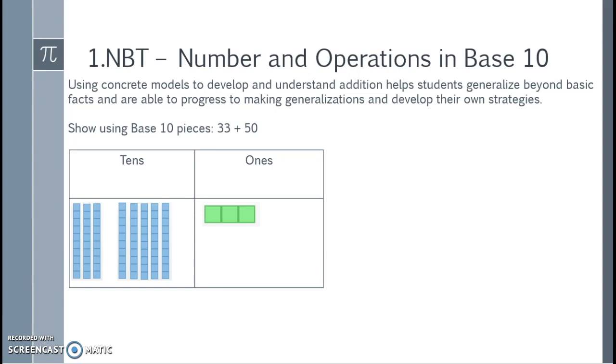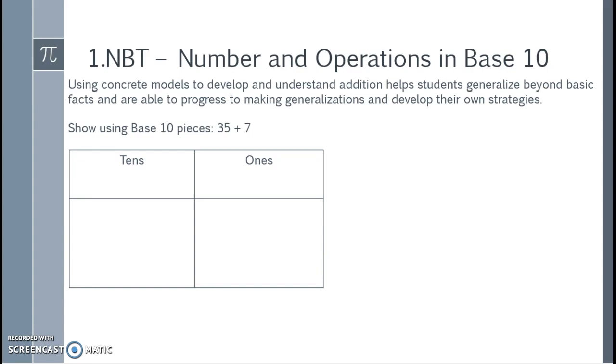So 33 is 3 tens and 3 ones, and 50 is 5 tens and 0 ones. I don't have enough ones to regroup, so I have 8 tens and 3 ones to make 83.